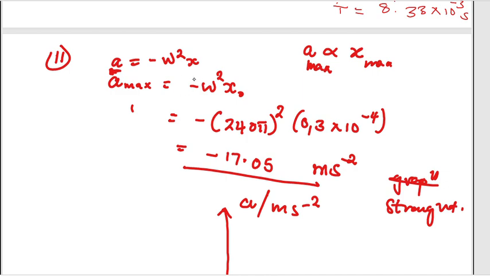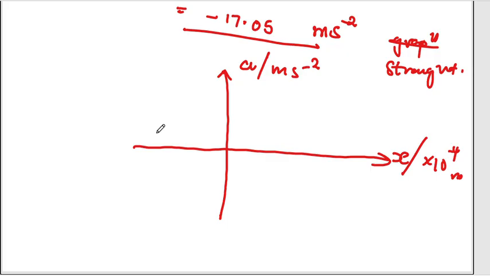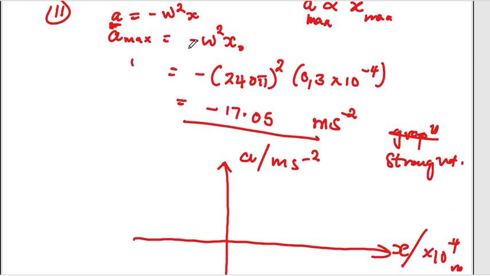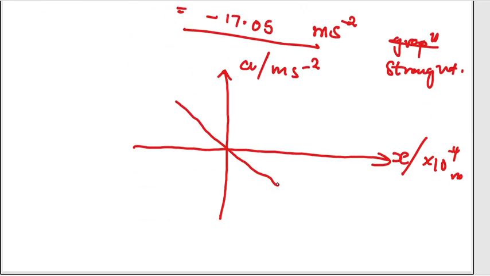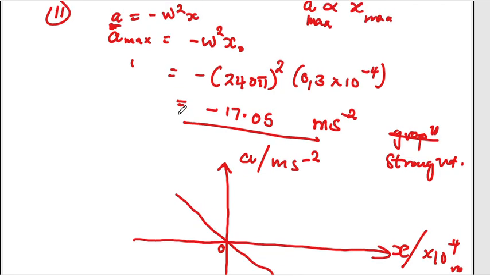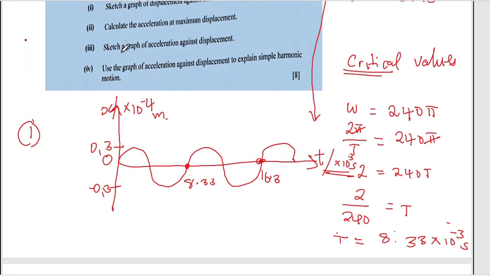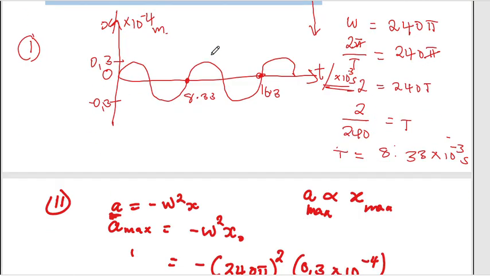And then because of this negative sign here, which is there because we know that acceleration is always directed towards the equilibrium, and we also know that acceleration and displacement are in opposite direction when we are talking about simple harmonic motion, our graph is going to have a negative gradient, meaning that we are going to have a straight line like this, right? So this is going to be our graph for acceleration versus displacement. Here we have 0, the equilibrium position. So let us put the values.